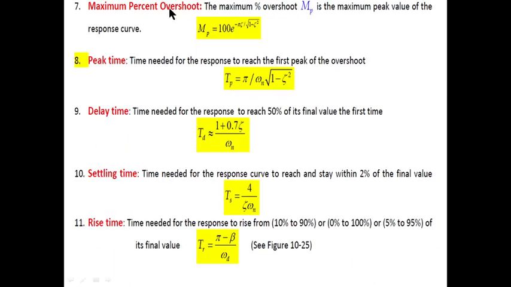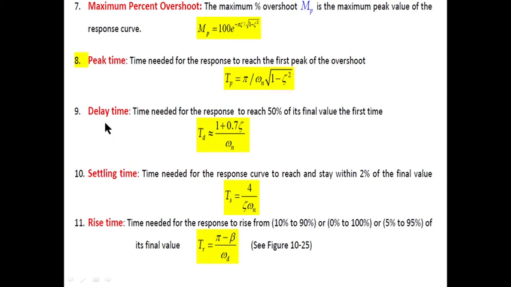This is the maximum percent overshoot. It can be calculated as Mp equals 100 into e raised to the power of minus pi zeta upon the square root of 1 minus zeta square. This is the formula for the peak time, the time needed for the response to reach the first peak of the overshoot, which can be written mathematically as Tp equals pi upon omega n into the square root of 1 minus zeta square.